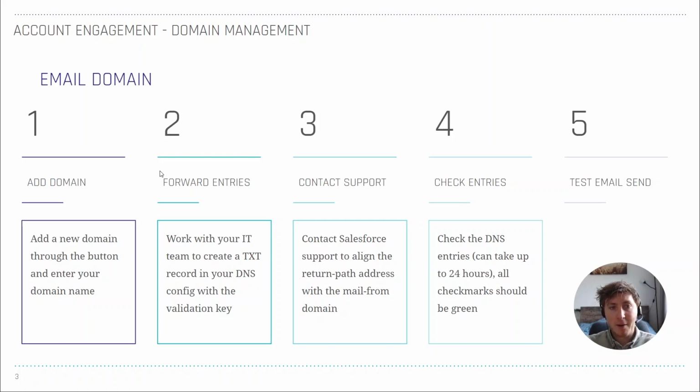Afterwards, you will be able to check those DNS entries, and if they are validated, there are always green check marks, and you're good to go. But to propagate this can take up to 24 hours, so don't get confused if it's not immediately there. After you're done with that, you can test your emails, so send out test emails over this domain you chose.